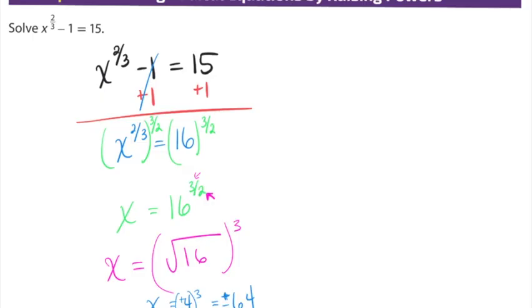And if you plug it back in, the cubed root of negative 64 is negative 4, squared is 16, minus 1. The cubed root of positive 64 is positive 4, squared is 16, minus 1 is 15. They both work, all right? So when you check these, they will both work.